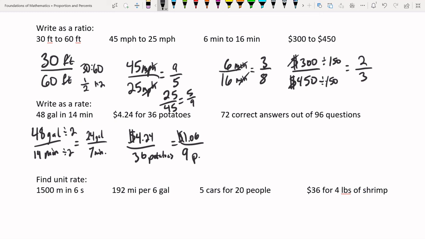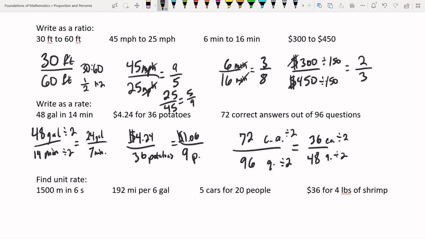72 correct answers. I'll do correct answers to 96 questions. This is, of course, the rate at which a student got answers correct for a test, for instance. We can divide this by 2. That gives us 36 over 48. Divided by 2 again. That's all I did in the first place. And we get 18 correct answers to 24 questions.